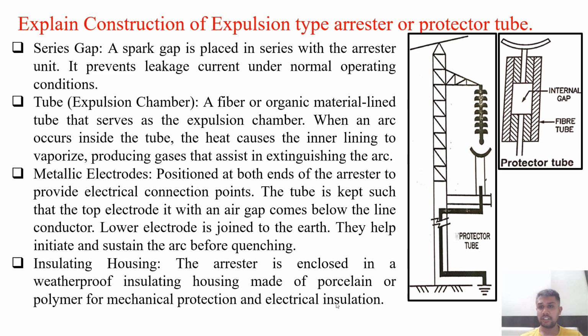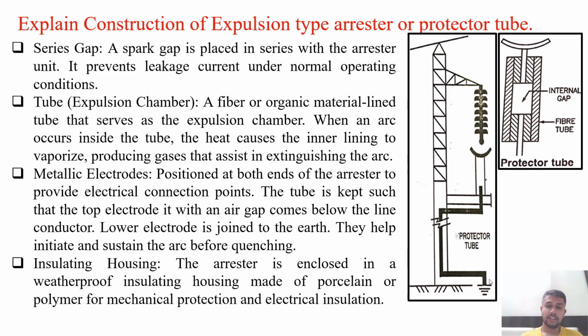Metallic electrodes. These metallic electrodes are connected on either side. They are positioned at both ends of the arrestor to provide electrical connection points. The tube is kept such that the top electrode, connected with an air gap, comes directly below the line conductor, whereas the lower electrode is joined to the earth like this. This is the top electrode and the lower electrode is connected with the earth. They help initiate and sustain the arc before it quenches.